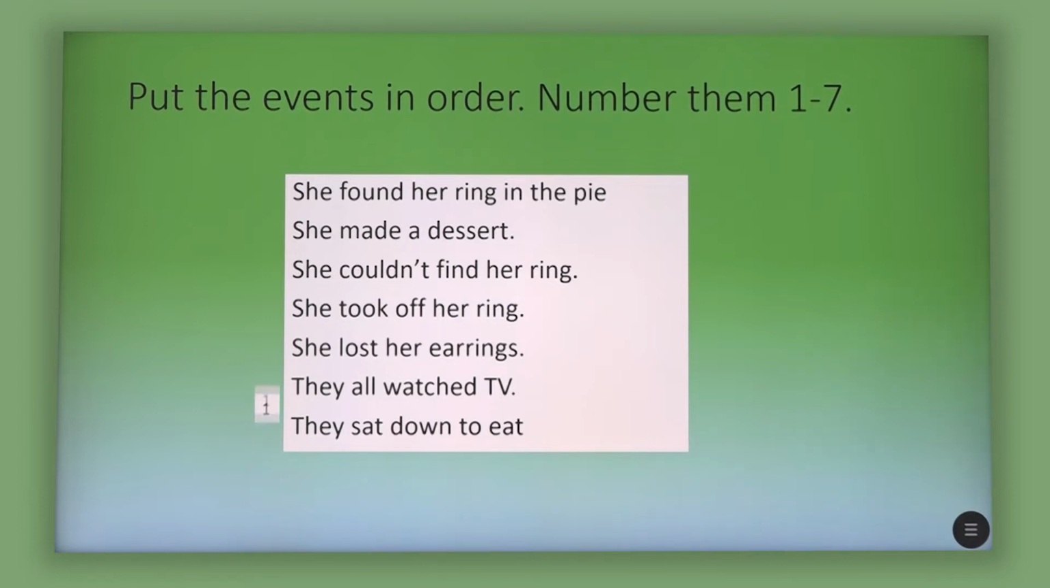The first one is, she took off her ring. The second, she made a dessert. The third, they all watched TV. Next one, the fourth, she couldn't find her ring. The fifth one, they sat down to eat. Next one, the sixth, she found her ring in the pie, and the last one, she lost her earrings. So this is the order of the events.